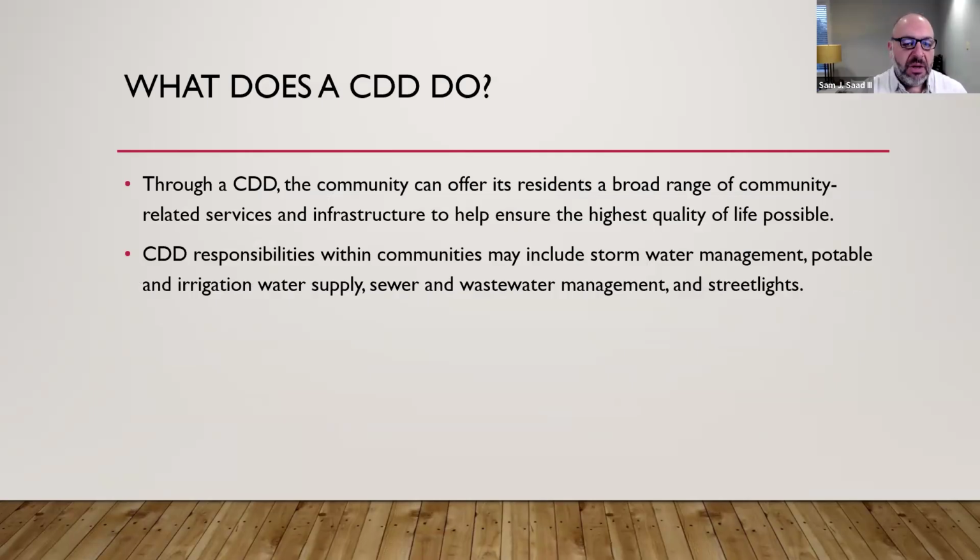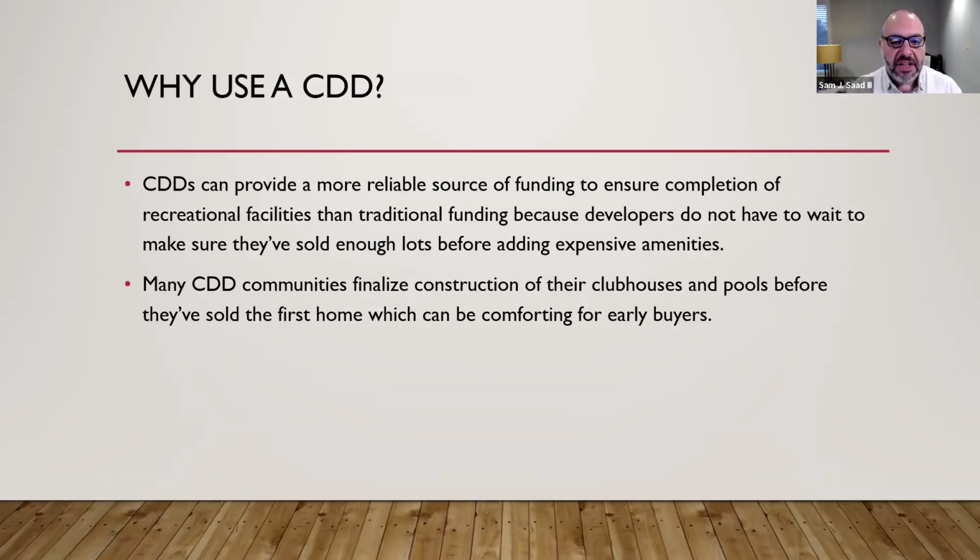And it provides a broad range of quality of life services like stormwater management, sewer and wastewater management, street lights, irrigation. It can provide things like street maintenance. And it provides a more reliable source of funding, and it comes up in developments where the developers need to offset their costs for things like the clubhouse and the pool. So they get those things in early, and then they issue these bonds to pay for them, and then you pay them back when you buy your house.